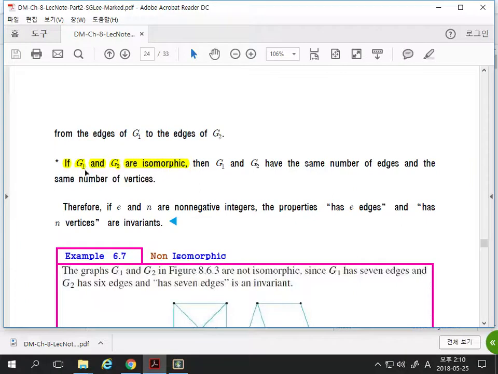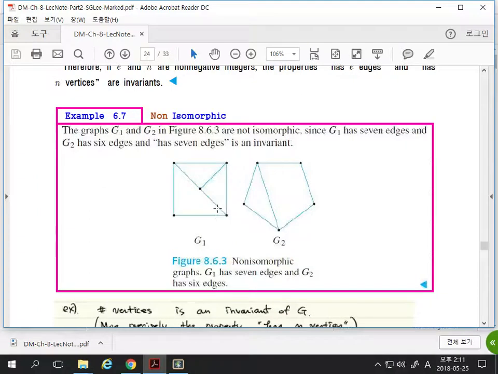So, if G1 and G2 are isomorphic, then G1 and G2 have the same number of edges and the same number of vertices. 그러니까 엣지의 개수도 같아야 되고 버티스의 개수도 보존해야 되는 거야. 아이소모픽 하려면 원투원 앤 온투 펑션이 존재해야 되니까. 그래서 in this case we have 1, 2, 3, 4, 5, 6 and 7 here. 하나 둘 셋 넷 다섯 여섯 일곱, 하나 둘 셋 넷 다섯 여섯.